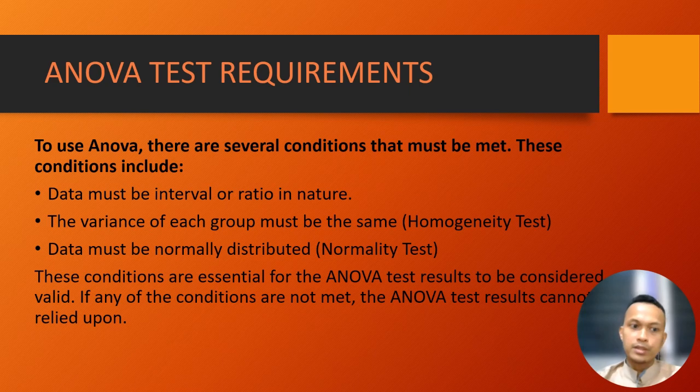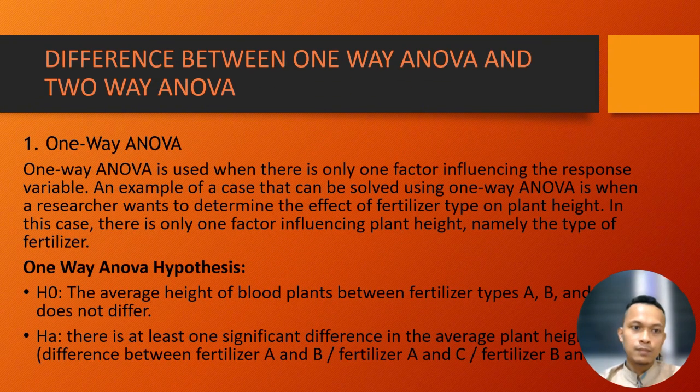ANOVA test requirements. First, data must be interval or ratio in nature. The variance of each group must be the same, the homogeneity test. And the last, data must be normally distributed, the normality test. And next, you have to know the difference between one-way and two-way ANOVA.